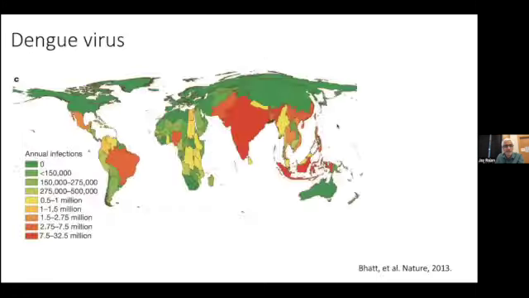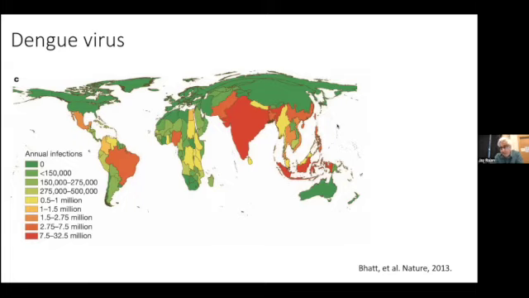So, starting with dengue. For anybody who's traveled certainly in South America or Asia or certain parts of Africa, dengue is no stranger. It continues to cause substantial morbidity. And as everyone here knows, it's a vector-borne illness carried by the Aedes aegypti mosquito, and can cause pretty profound symptoms.